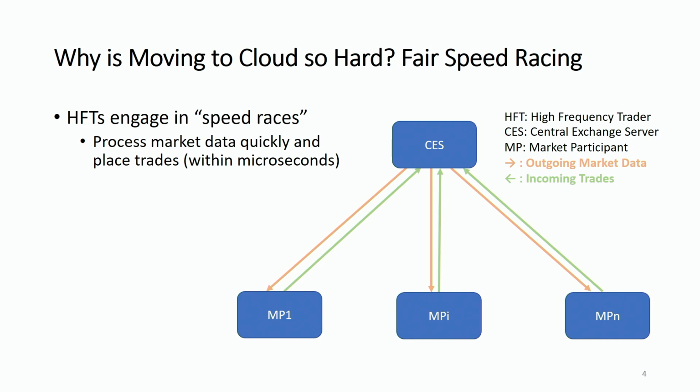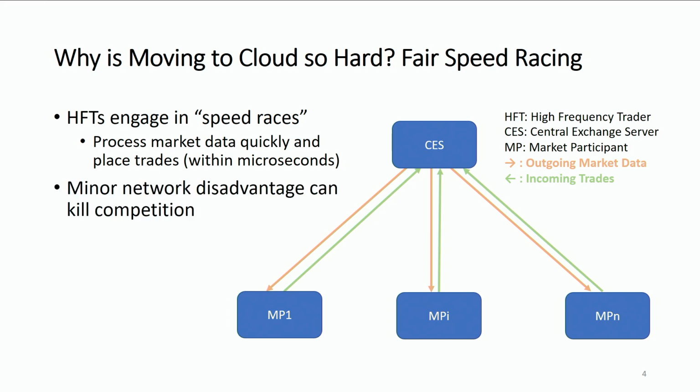Now, a critical clientele for exchanges is high-frequency traders such as Citadel. These traders are engaged in speed races where they're competing for the same trading opportunity. There's an arms race among these high-frequency traders to respond to the market data the fastest and win the speed race. In these settings, even minor disadvantages in networking latency can change the outcome of a speed race and kill competition completely.